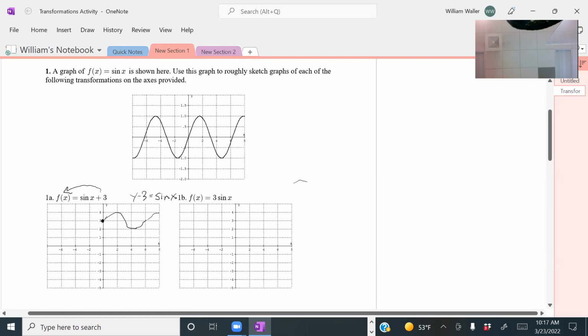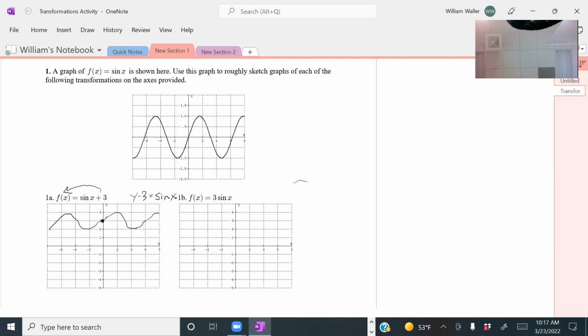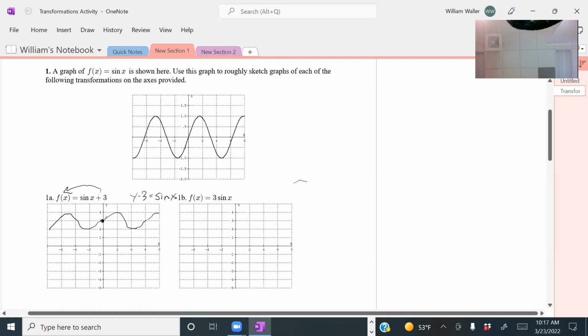And of course it keeps going on the left and the right, correct? So I'm going to shift up something like this. Y'all's graph probably looks better than mine, okay?